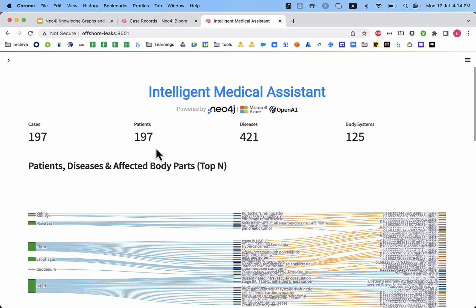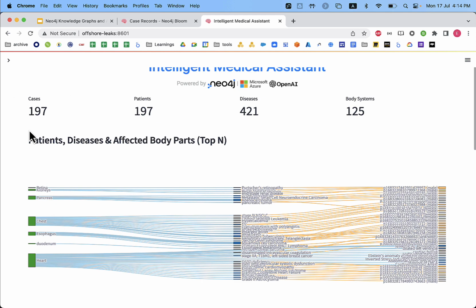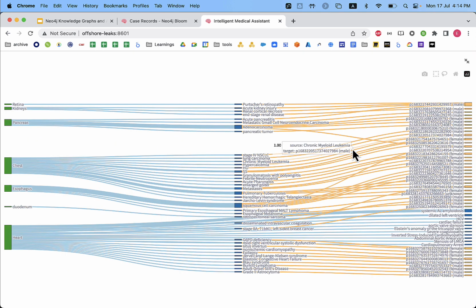In this case, I extracted close to 197 case histories, and that belongs to 197 different patients. Based on the case histories, 421 diseases were identified, and 125 body parts were affected in these case histories. So you can quickly build out a Sankey chart like this that shows a lot more information. The chart that you see here is very simple. It just connects the disease, the affected body part, and then the patient who is affected.